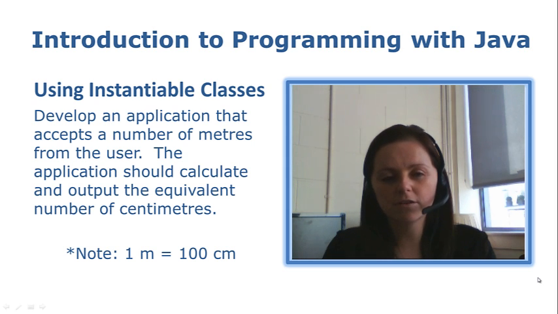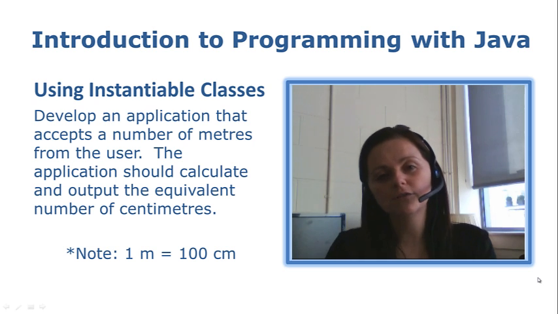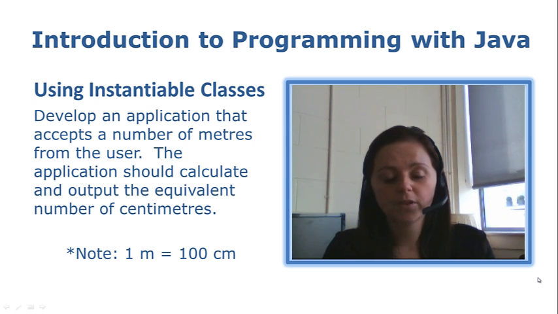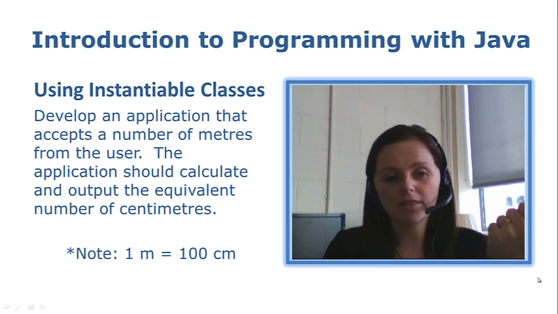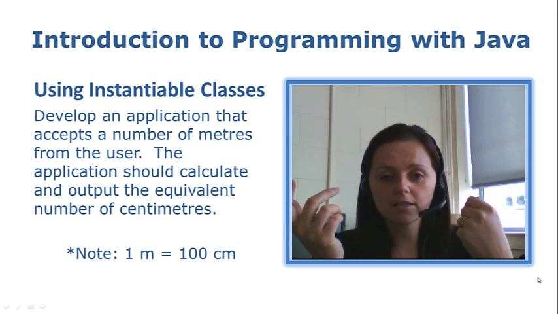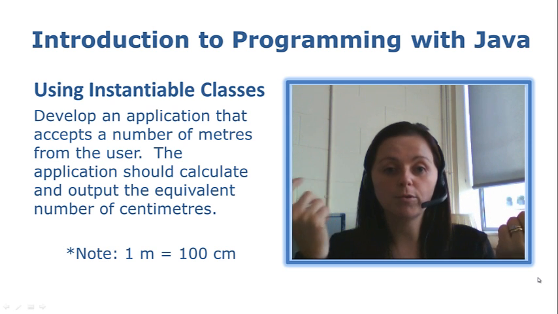The only difference here is we're going to start a new problem and we're going to develop an application where we create an instantiable class ourselves. So what we're going to aim to do is separate all of our input and output, so our input from the user and our output to the user, in one class from another class where we do our calculations or our process.